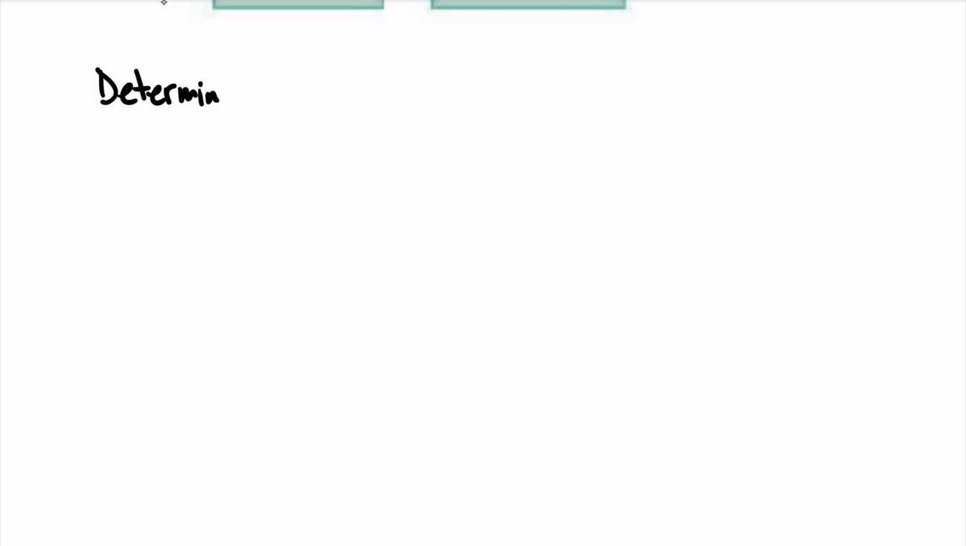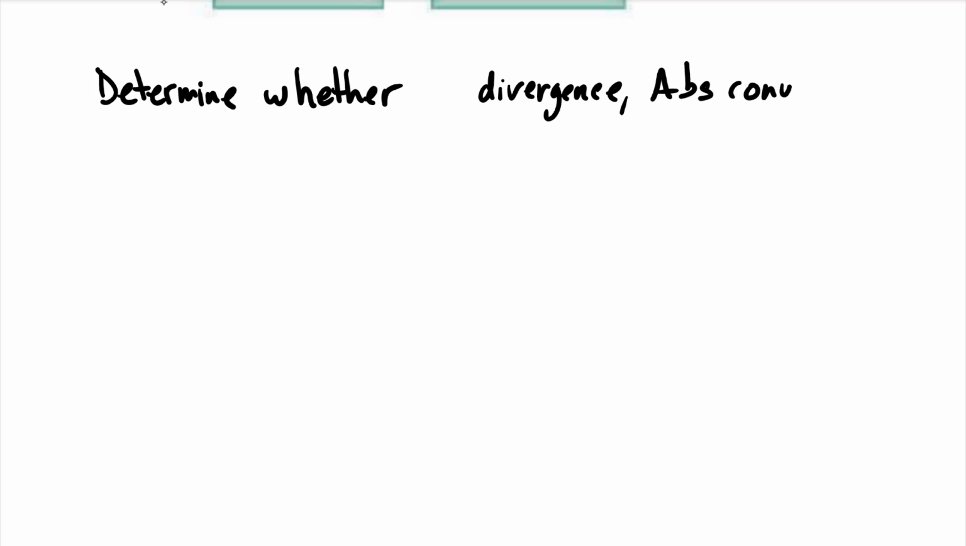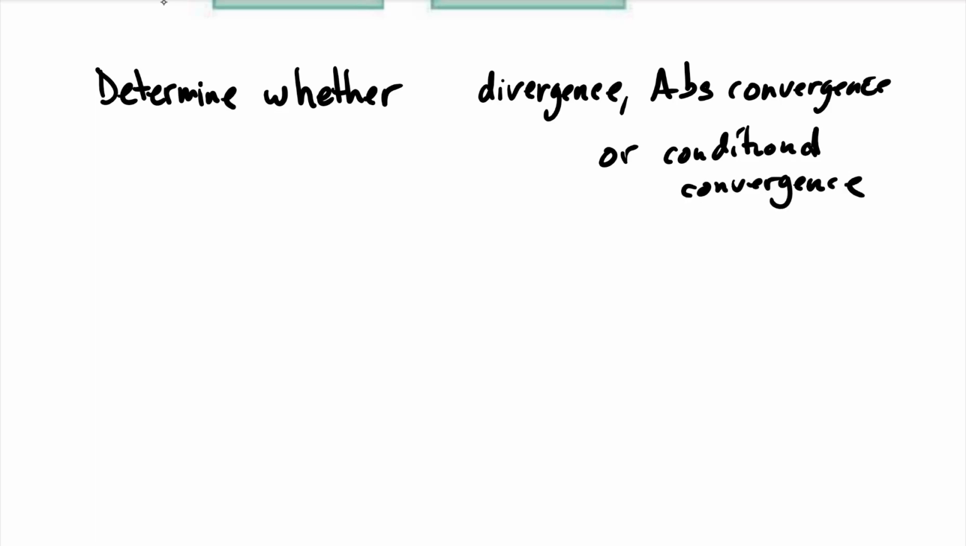So let's try a couple of problems. And I'm sure you're going to be great through this. So we want to determine whether we have one of the four things: divergence, absolute convergence, or conditional convergence. So let's try one out.